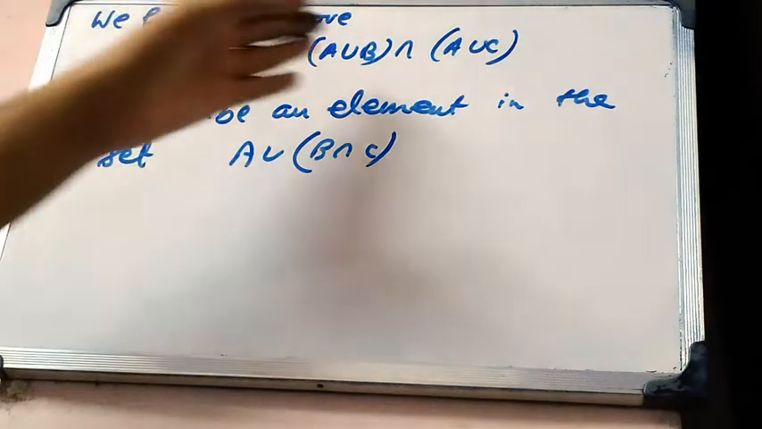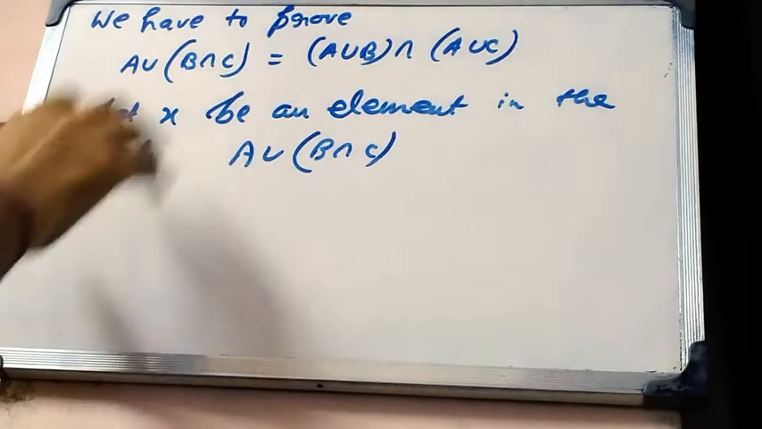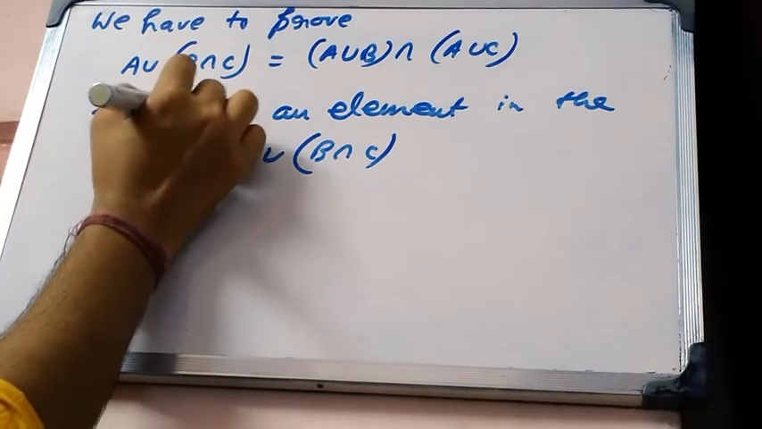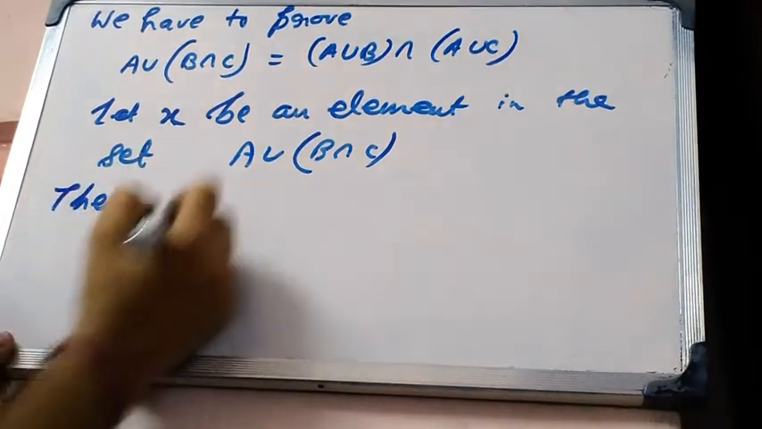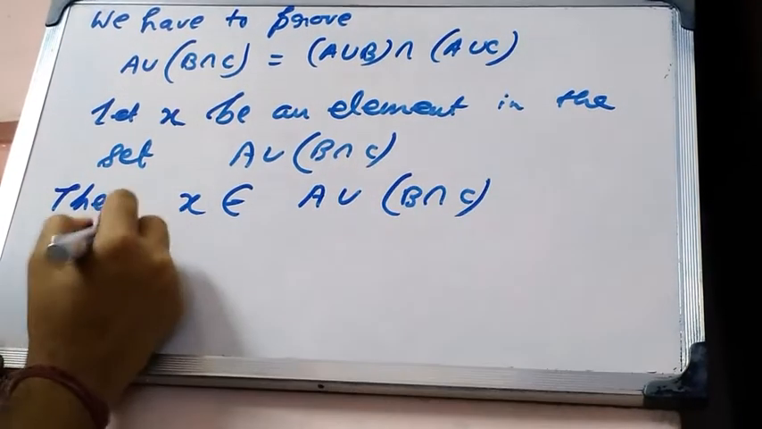The first set is a subset of the second set, and then we also have to prove the converse, that the second set is also a subset of the first set. That means the first set is a subset of the second set, and the second set is a subset of the first set. Then these two sets are obviously equal. So first we have to prove that the first one is a subset of the second one. So we take an element X in the first set, then X belongs to A union (B intersection C).